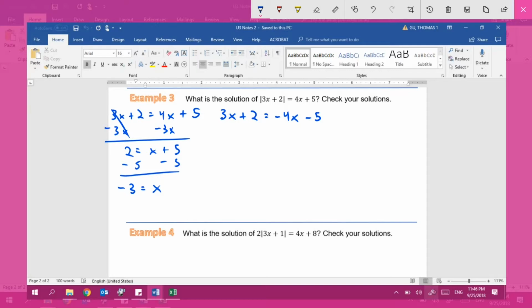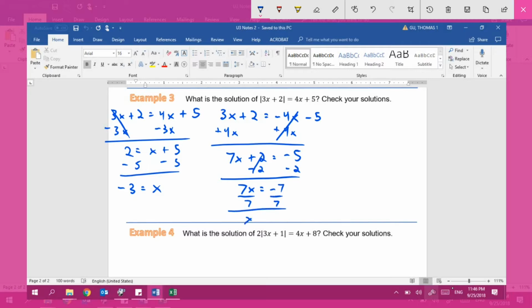All right, now let's check the other one. Over here, we're going to add 4x to both sides. Plus 4x, plus 4x. Boom. That gives me 3x plus 4x, which is 7x plus 2 equals negative 5. All right, now we're going to subtract 2 from both sides. And 7x equals negative 5 minus 2, which is negative 7. Then divide both sides by 7. And x equals negative 1. So my two solutions are x equals negative 3 and x equals negative 1.